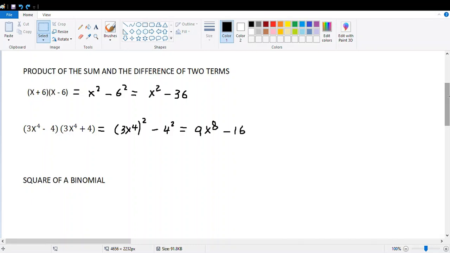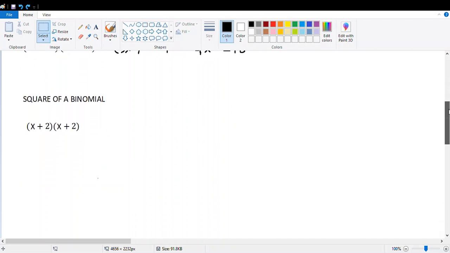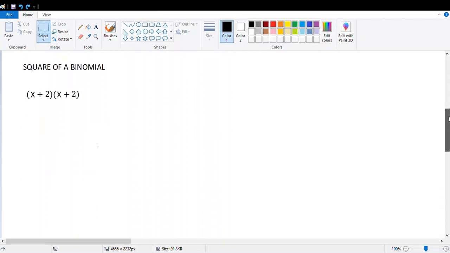Okay, remember the method: product of the sum and the difference of two terms. Now let's analyze the third case. It's the square of a binomial, and this is the example that we are going to use to solve this situation. The condition for a square of a binomial is a multiplication between two binomials. Of course, it's a multiplication between two binomials, but the two binomials are exactly the same, not like the last one. In the last one, it was one addition and one subtraction.